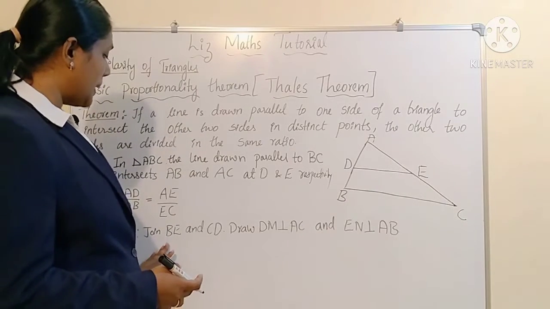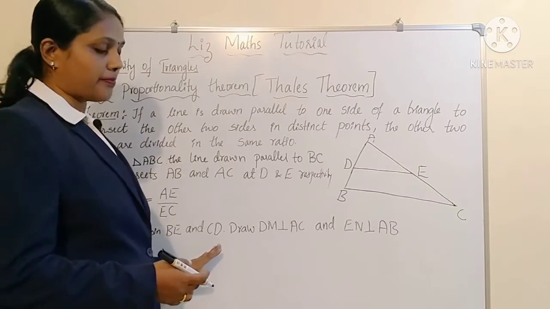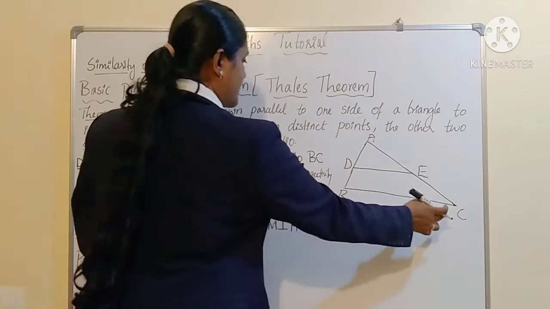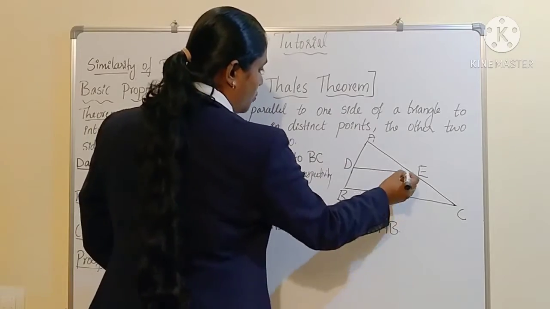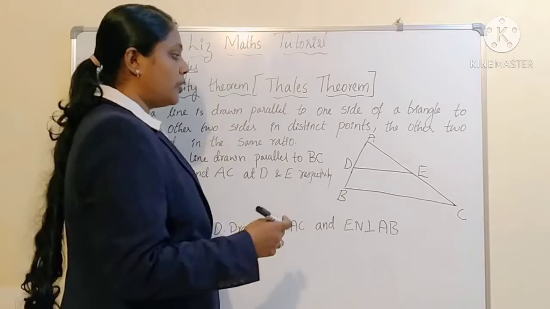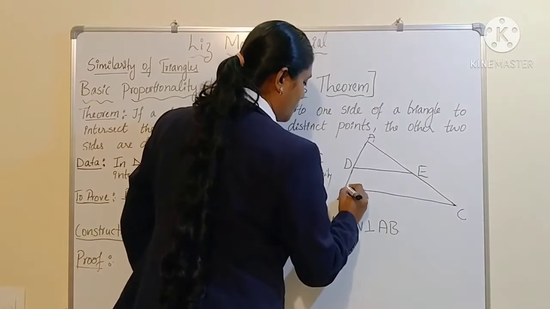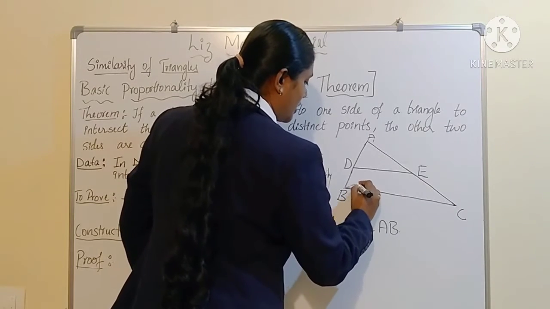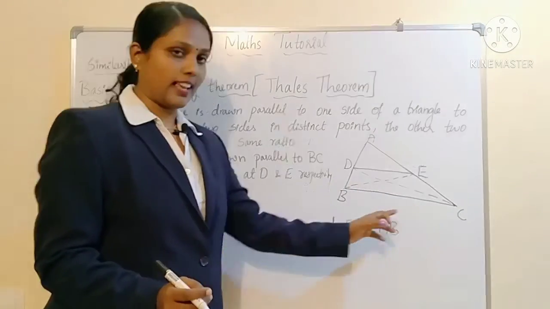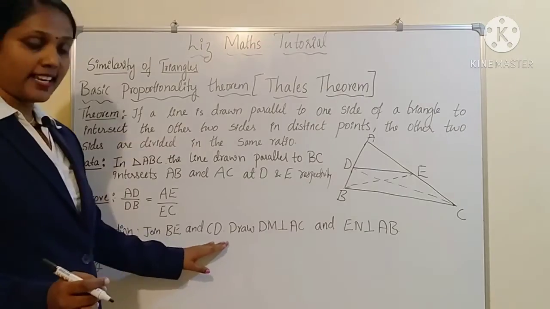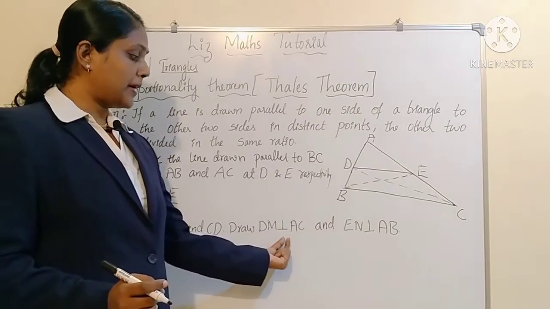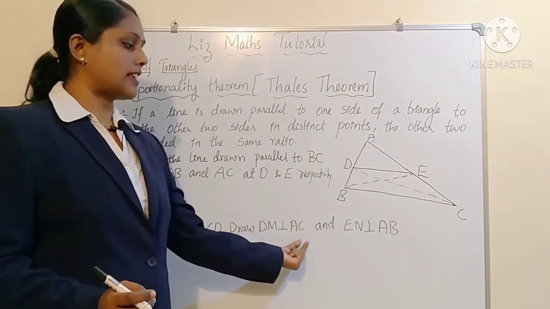So what does the construction say here? You have to join BE and CD. So what construction you are doing, you have to use the dotted line to show that that is the extra work you are doing. So the dotted line you have to draw and join this DE. So join BE and CD you have drawn, and you have to draw DM perpendicular to AC.